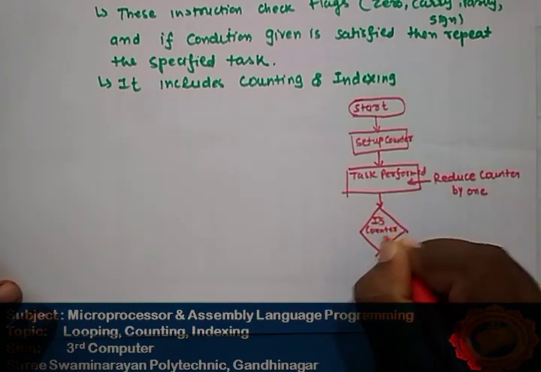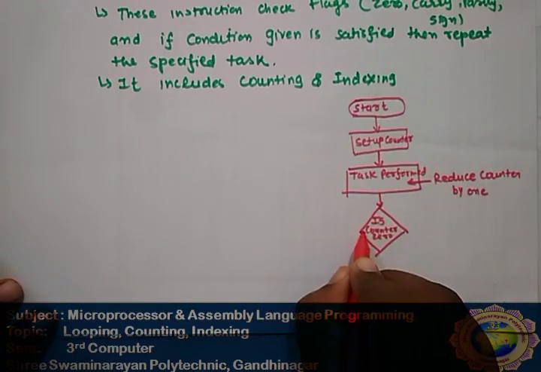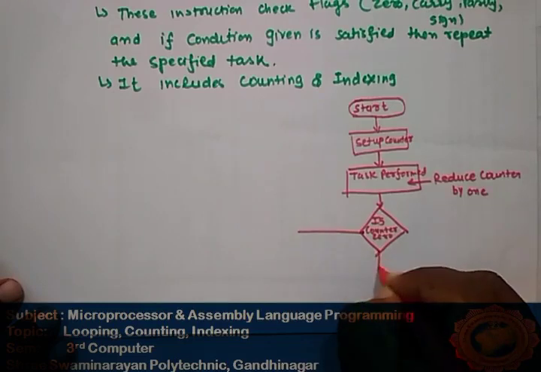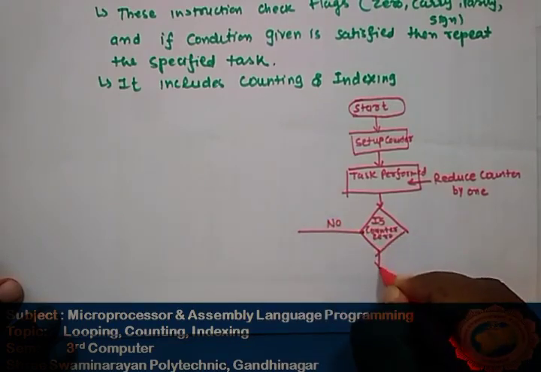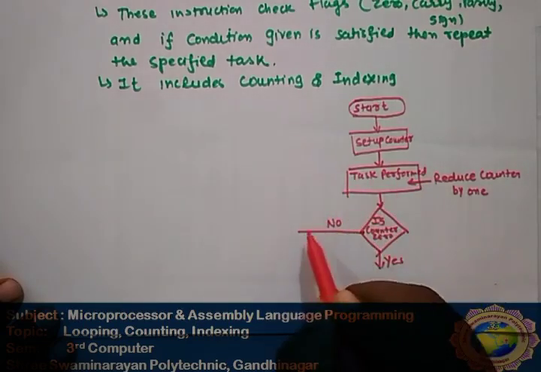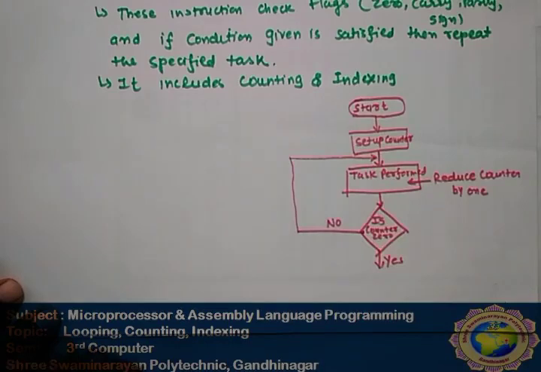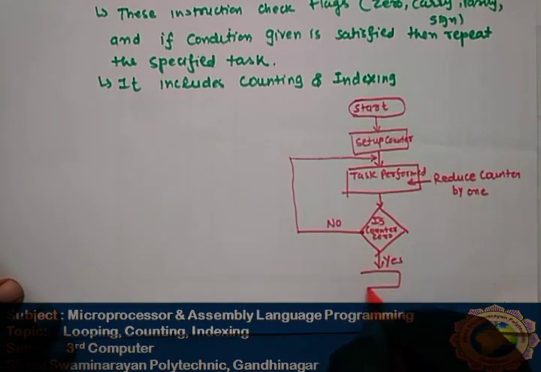Is counter 0? It says no. So there will be two possibilities, either it is no or yes. If it is no, then it goes again to the main task, and if it is yes, then it stops the loop.